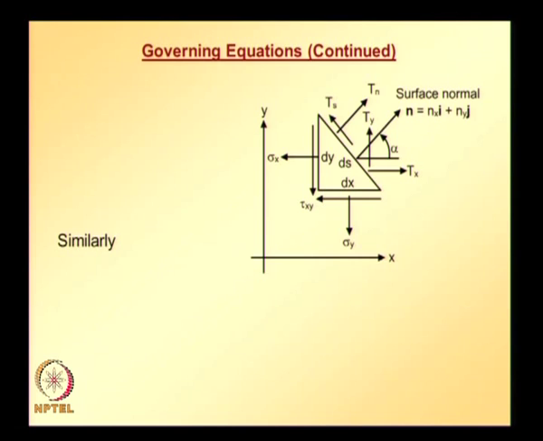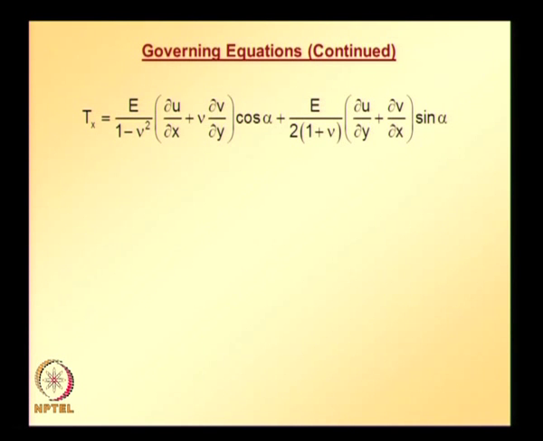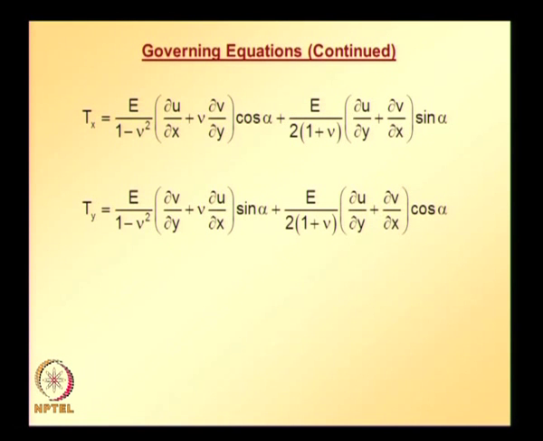And similarly, starting with the second equilibrium equation, or writing the equilibrium equation for this differential element in the y direction, and again expressing stresses in terms of strains and strains in terms of displacements, we get this equation. So, Tx in terms of displacement is given by this relation, and Ty in terms of displacements is given by this relation. And if you see these equations for Tx and Ty, they involve first derivatives of displacements.